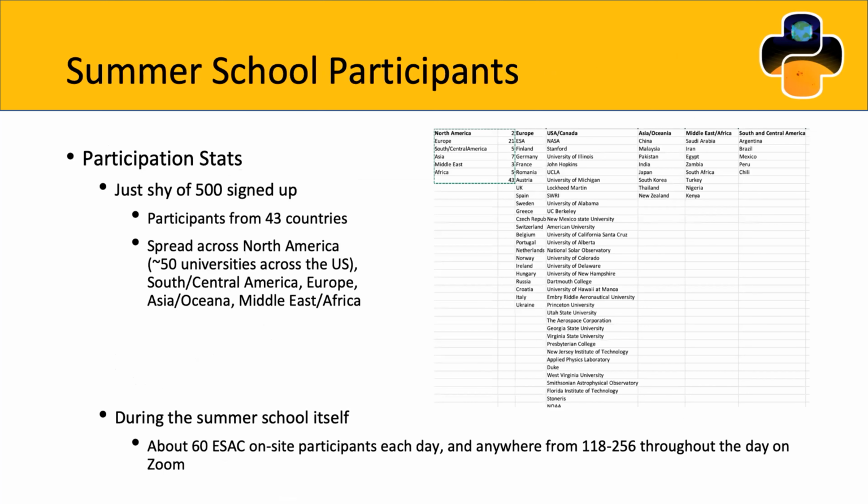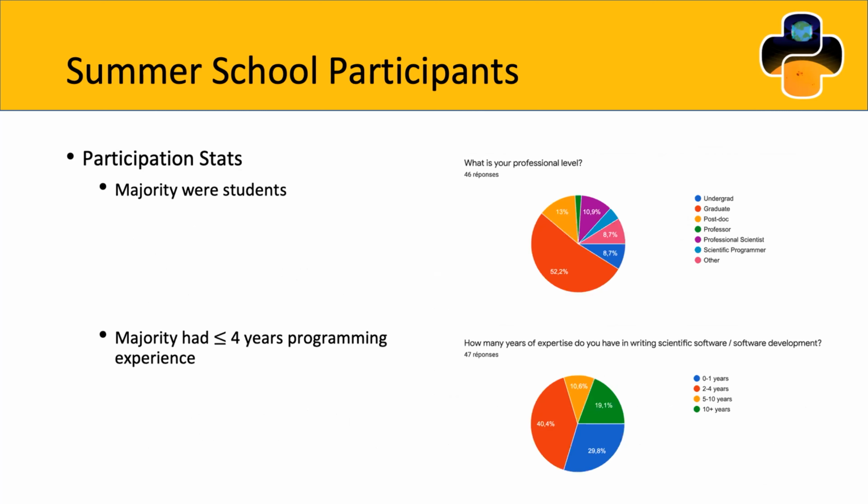As far as the kind of participants we had at our summer school, we actually had just shy of about 500 people who signed up as interested, from 43 different countries, all across North America, South and Central America, Europe, Asia, Oceania, Middle East, and Africa. During the summer school itself, due to COVID restrictions, we only had about 60 people on site at ESAC, and then anywhere from low hundreds to like 250-ish people were on Zoom throughout the day.